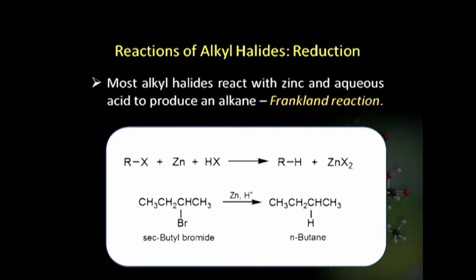Among the reactions of alkyl halides, we proceed to the reduction. Most alkyl halides react with zinc and aqueous acid to produce an alkane. This reaction is called the Frankland reaction. So, an alkyl halide reacts with HX in presence of zinc to form an alkane. For example, secondary butyl bromide gives n-butane.